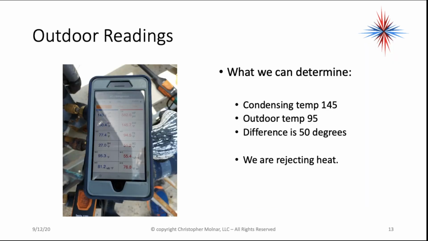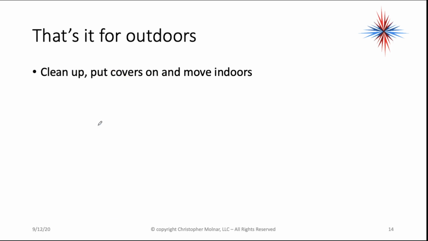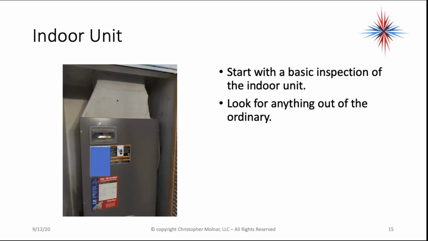So what can we determine from these outdoor readings? Condensing temperature is 145. Outdoor temperature is 95. The difference between the two is 50 degrees. I can determine I'm rejecting heat. Am I rejecting enough heat? Probably not, but it has to do with the full sun on the condenser. So, without my indoor readings, I cannot determine a thing yet. That's it for outside. Clean up, put the covers on, move indoors.